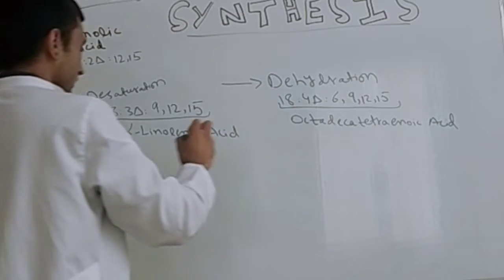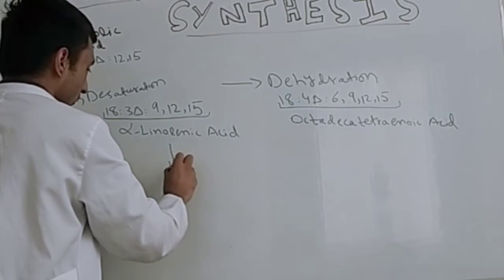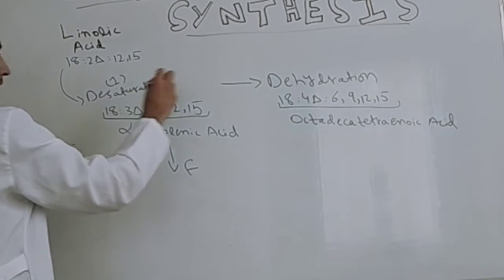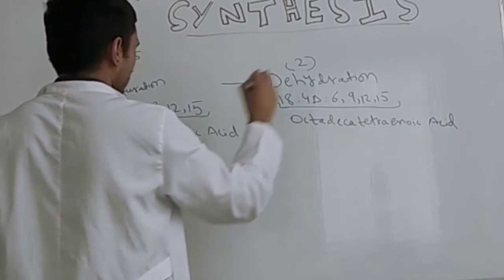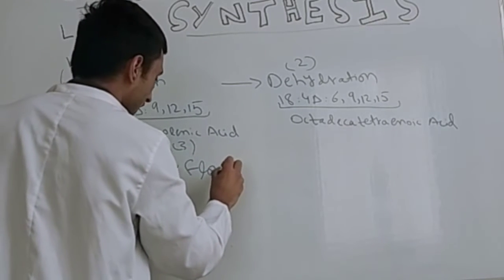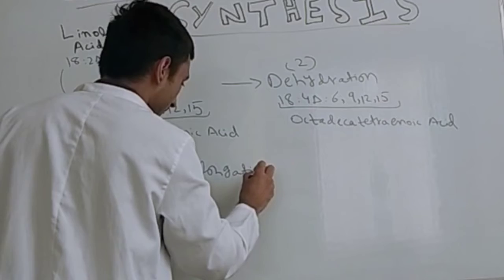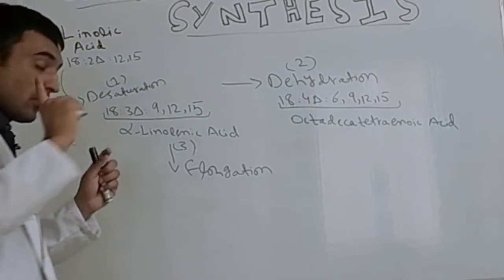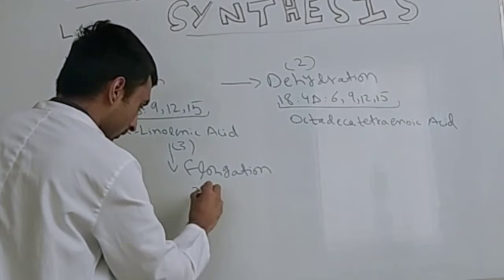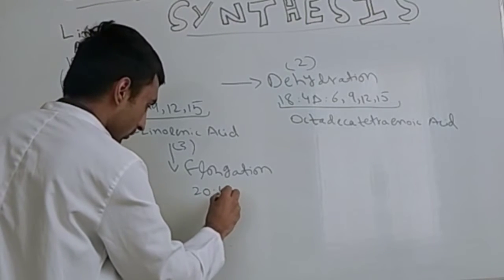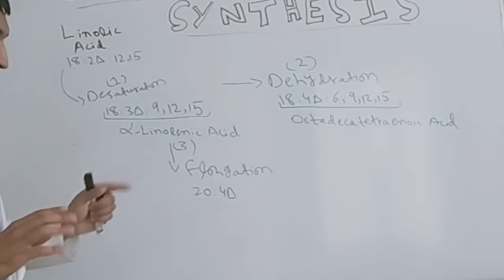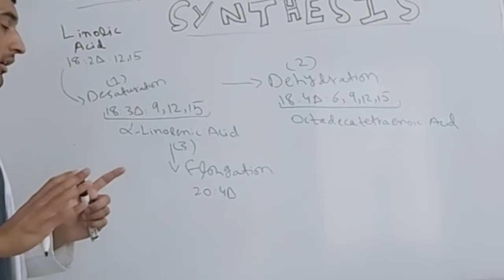Now this is the dehydration, and the next phase is the elongation. This was number 1, number 2, and this is number 3, the elongation phase. What happens in the elongation phase? In the elongation phase, the number of carbon atoms increases but not the double bonds. So the number of carbon atoms will become 20 with four double bonds, and if the number of carbon atoms is increasing, the rule is different for indicating the double bond.